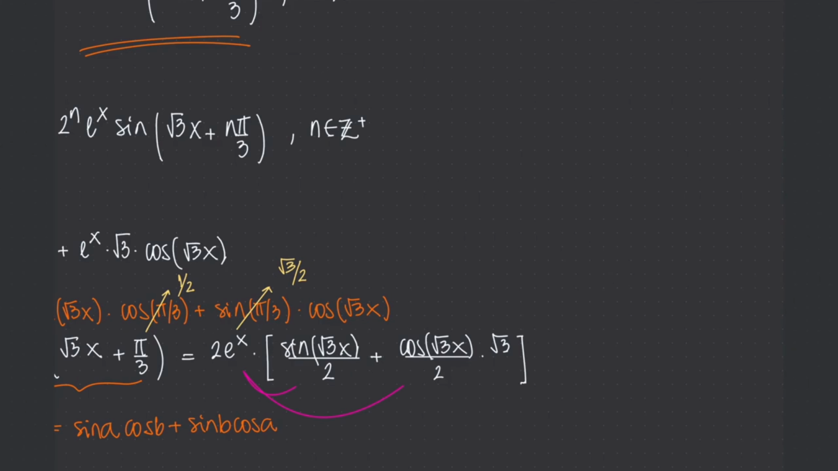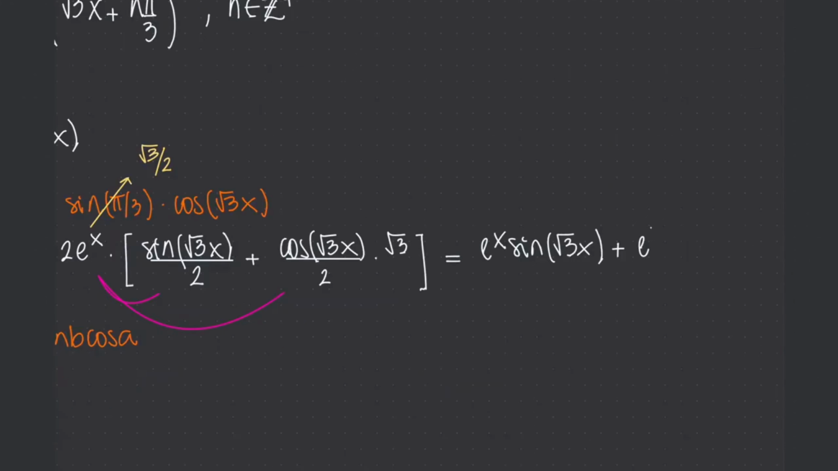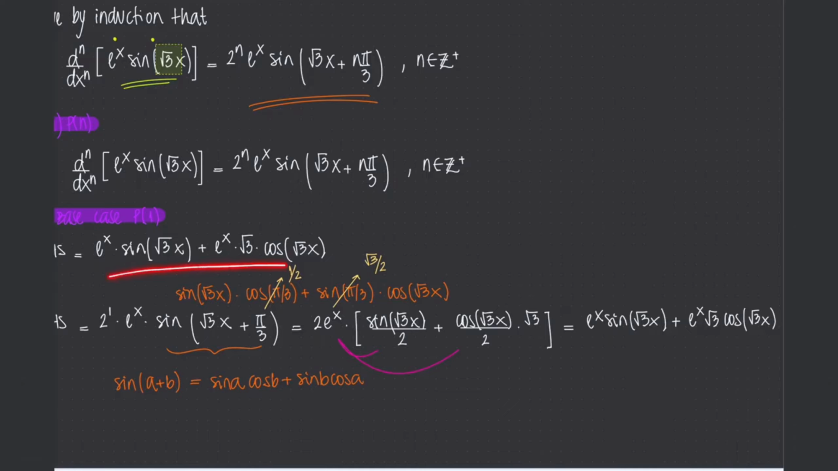And if you FOIL these terms, you get exactly what you have on the left-hand side, which is e to the x sine of root 3 times x plus e to the x root 3 times cos of root 3 times x. Now, given that the left-hand side and the right-hand side are exactly the same, we can state that the base case holds. Now, let's move to P of k, which is the inductive hypothesis.